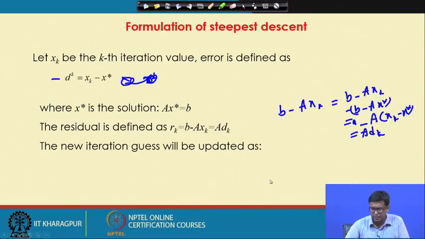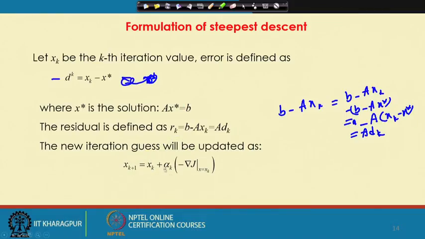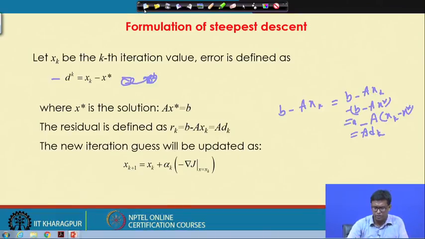So, now the new iteration guess will be updated as x k plus 1 is equal to x k plus alpha k into minus gradient of J x, evaluated at x is equal to x k. So, it started with a value of x k, and we will update it to the new iteration x k plus 1. When we are thinking of solving A x is equal to b, we are also trying to find the minima of J. So, you should go along minus grad J x k, and there is a parameter alpha k by which we should go in that direction.